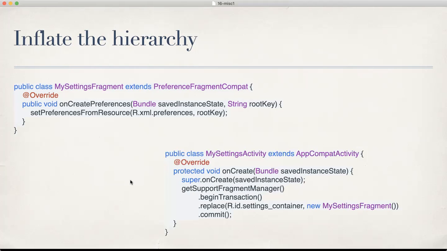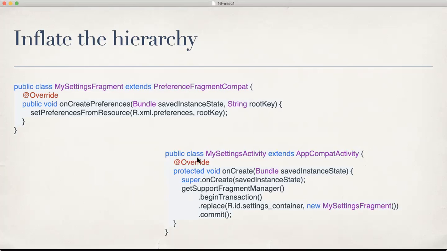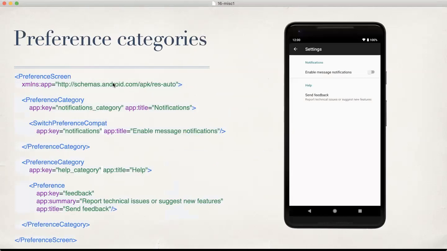Okay, and then in your settings activity, which is a regular AppCompatActivity in this case, you simply attach the fragment, like you would do with any other fragment. So this second piece of code shouldn't be new to you at this point. The first one is the new part, where you extend the PreferenceFragmentCompat and inflate the hierarchy.